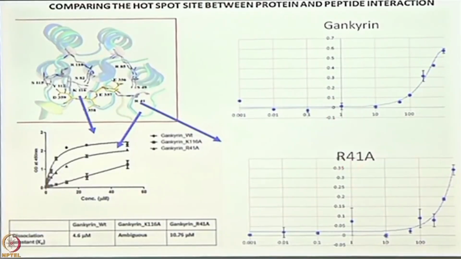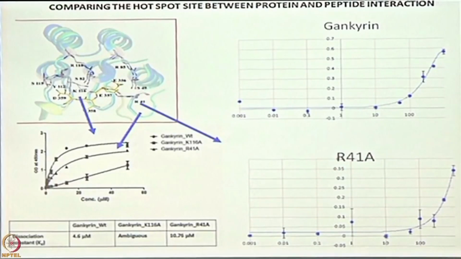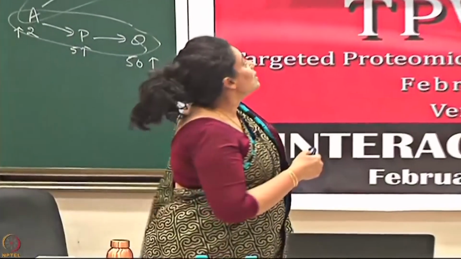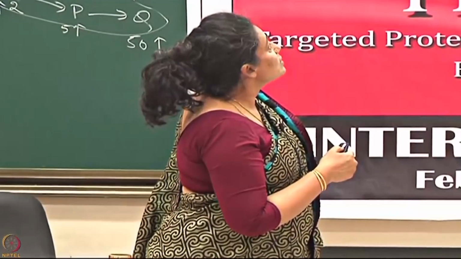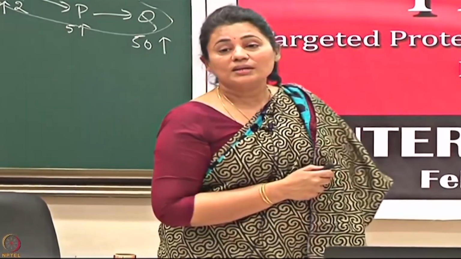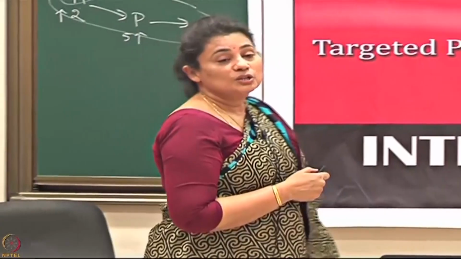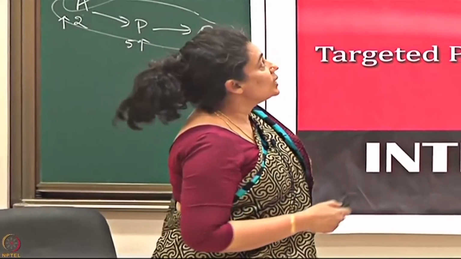And then you can mutate the same residue that we think is important for interaction from the gancarin interface, because you saw that the S6 ATPase comes with EEVD. Other proteins are coming with EEVD in their sequence. Gancarin uses lysine 116 and R41 to interact with the S6 ATPase. We believe that it will use the same residues to interact with other proteins as well as with the peptide.